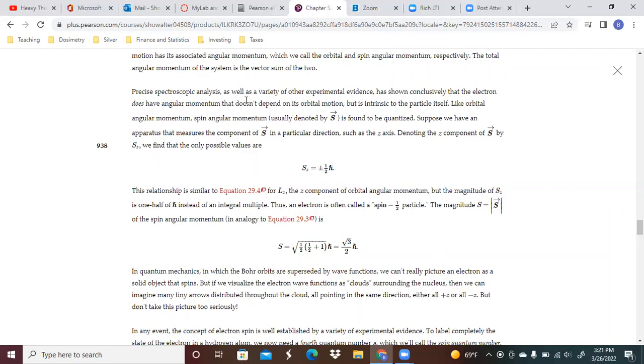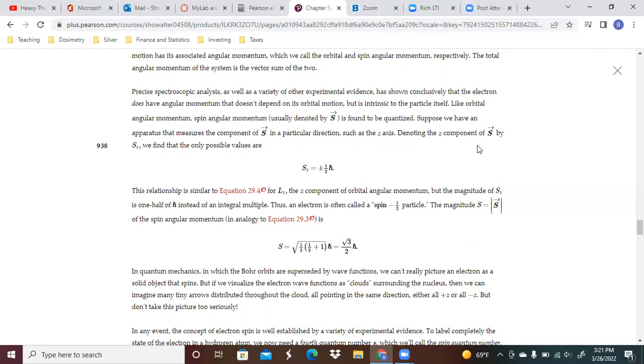Precise spectroscopic analysis, as well as a variety of other empirical evidence, has shown conclusively that the electron does have angular momentum that doesn't depend on its orbital motion, but is intrinsic to the particle itself. Like orbital angular momentum, spin angular momentum, usually denoted by S, is found to be quantized. Suppose we have an apparatus that measures the component of S in a particular direction, say the z-axis. Denoting the z component by S sub z, we find that the only possible values are plus 1/2 or minus 1/2 times h bar.